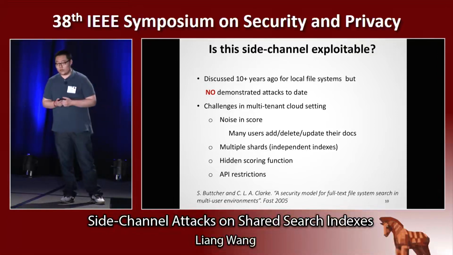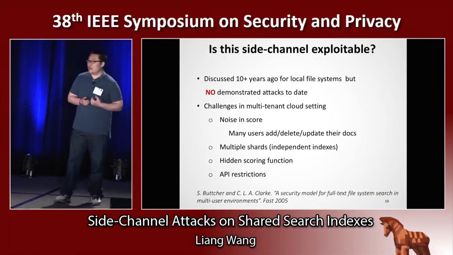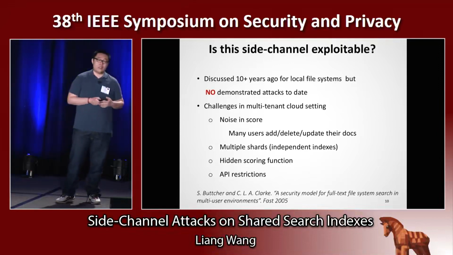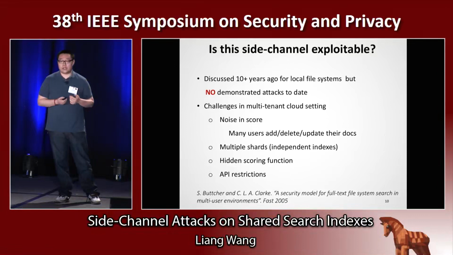Because doing so requires overcoming lots of challenges. For example, the relevance score of a document might change constantly because of other users' activity. And the scale of a service could be very large in terms of the number of indexes being used in that service.